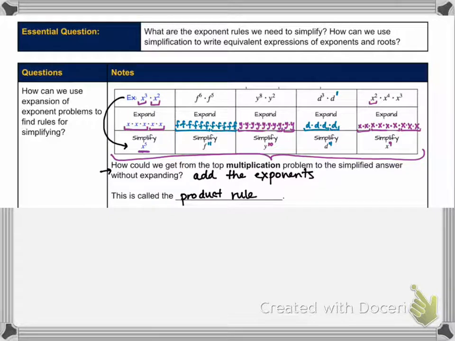If I add 3 and 2 in that first problem, it gets me 5. If I add 6 and 5, it gets me 11. So even though these are multiplication problems, the quick rule is to add the exponents. And we call this the product rule. The names here are going to come from how the problems look at the beginning. Product means multiply, and those problems are all multiplication problems. All right, let's do the next rule.